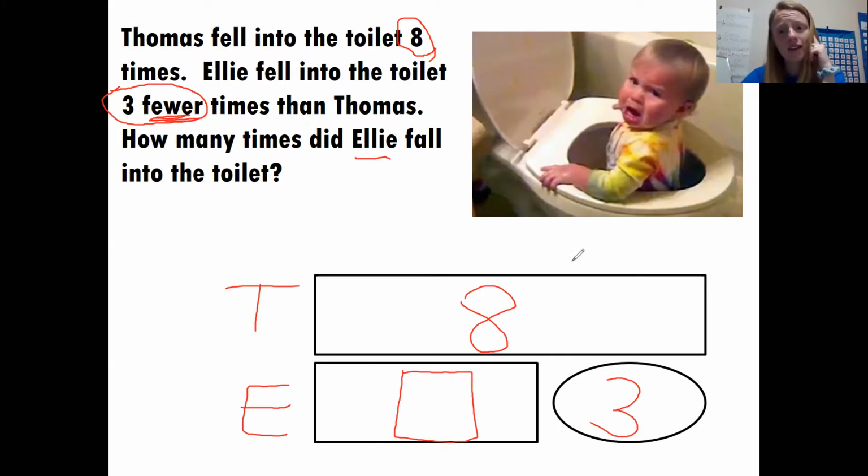I think that if I were a baby, I think it would only take 1 time. I don't think I would fall into it more than once. What do you think? Sounds pretty gross.